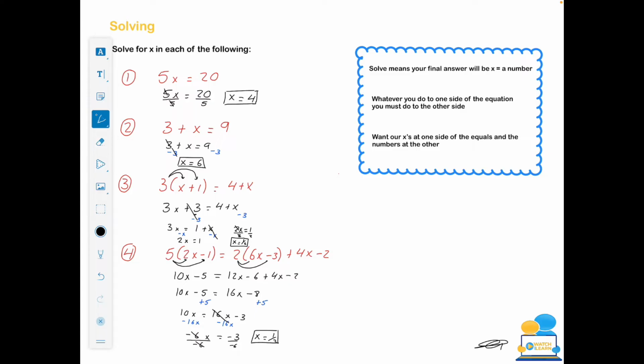So that's solving. They don't really get much trickier than that. So you just need to follow your basic rules. It's a really common exam question. It's somewhere where you really need to be picking up marks.